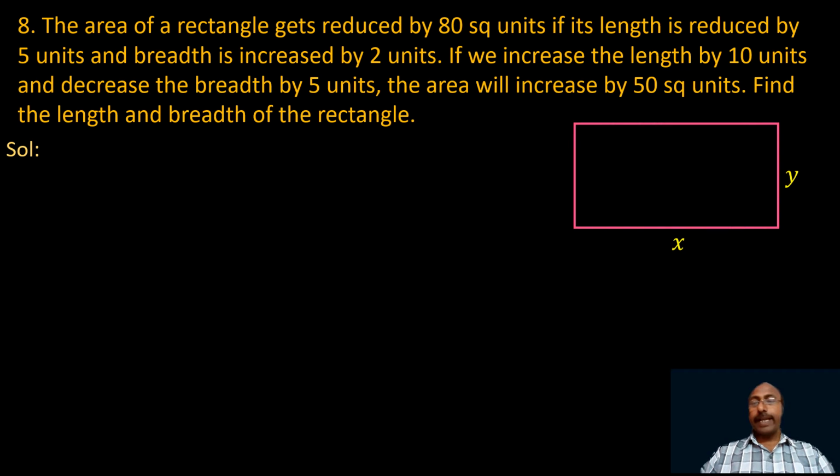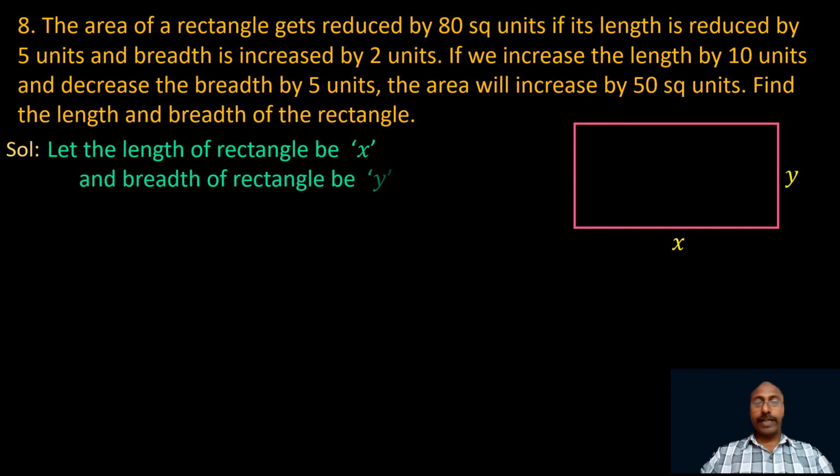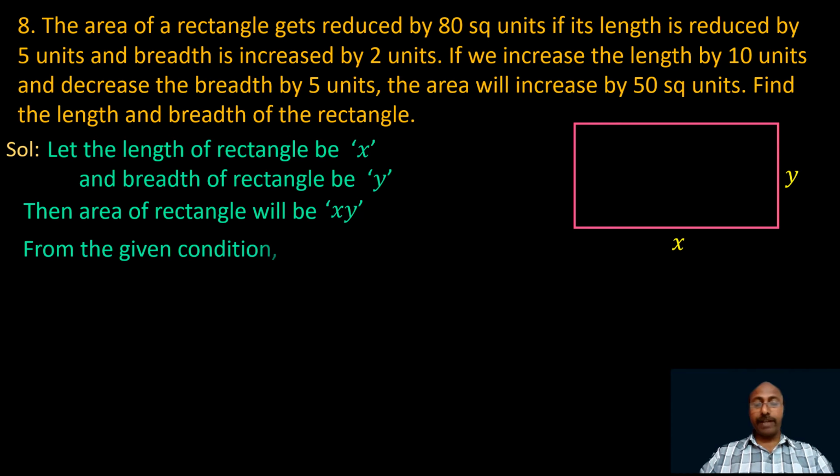So here we have the rectangle whose length is x and breadth is y. So let the length of the rectangle be x and breadth of the rectangle be y. Then we know that the area of a rectangle having length x and breadth y is x into y square units. Okay. So it is given that if length is reduced by 5 units, what will happen? Then the new length will be x minus 5.